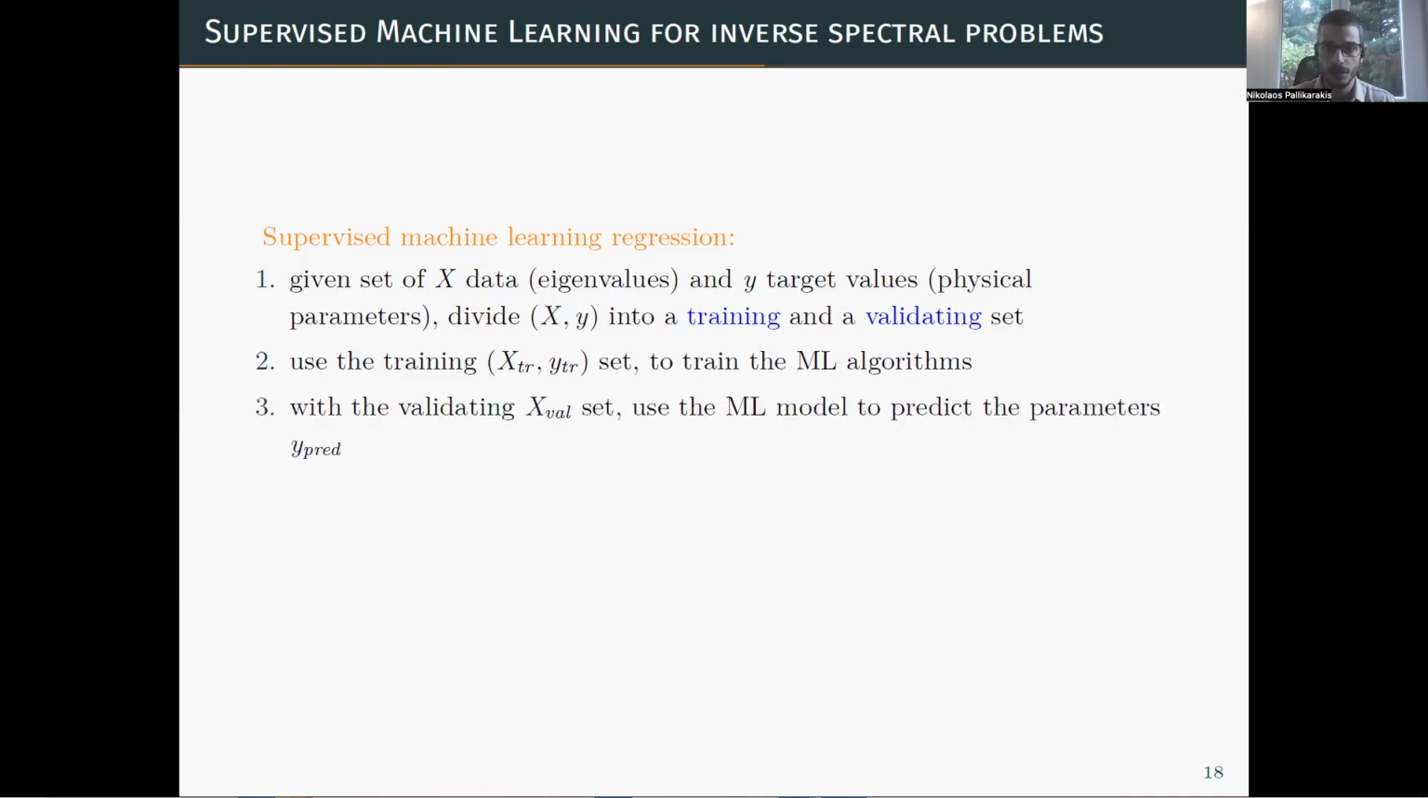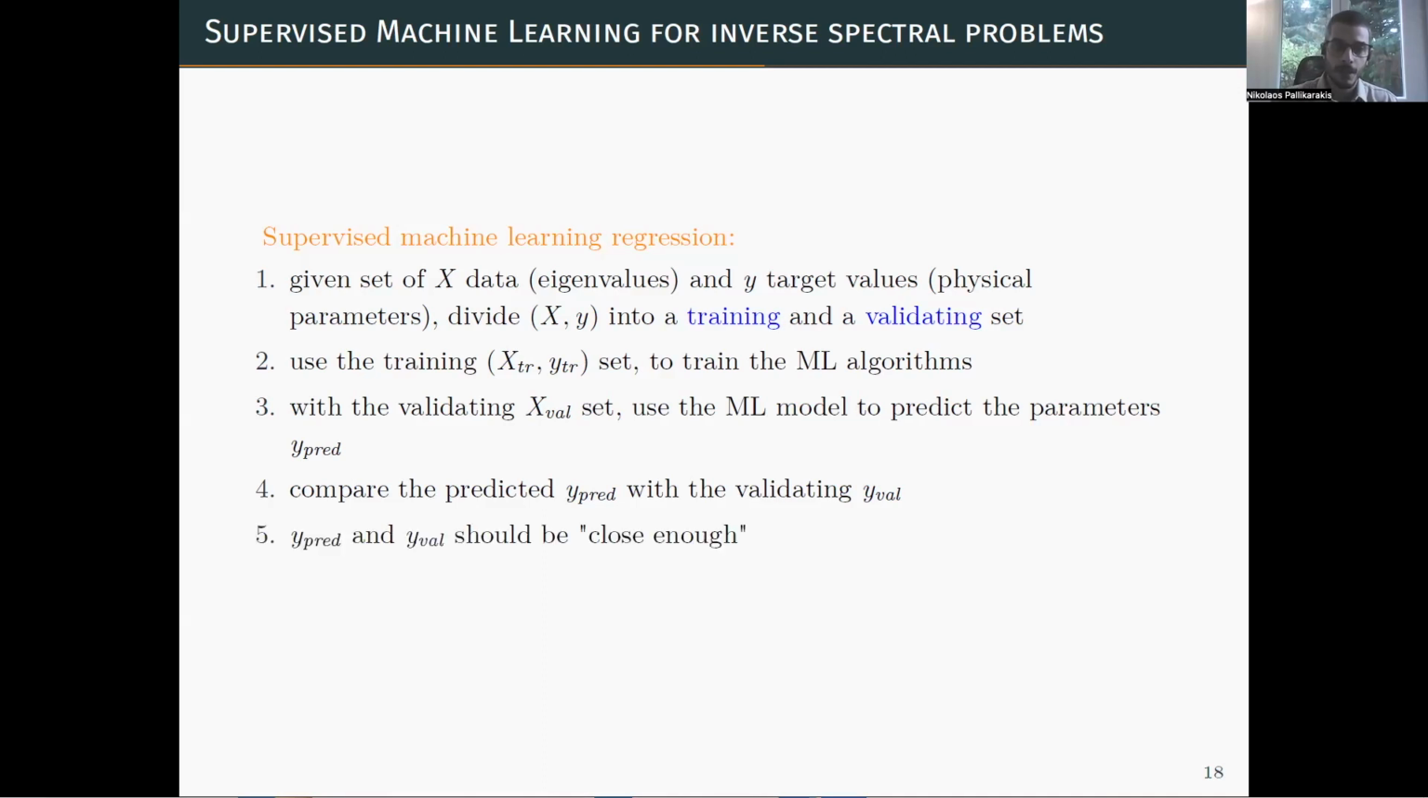And once the model is trained, we use only the X validation set, the validation subset of the eigenvalues. We give it as an input to the machine learning model, and we get an output, which is the predicted parameters, for example the predicted refractive index or the predicted potentials, which we denote by Y pred. Then we compare this prediction with the ground truth Y val, which is known because it was given in the original set. The prediction and the validation should be close enough, and I am going to say something in the following about this closeness.